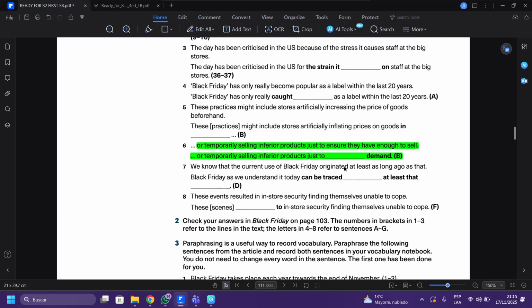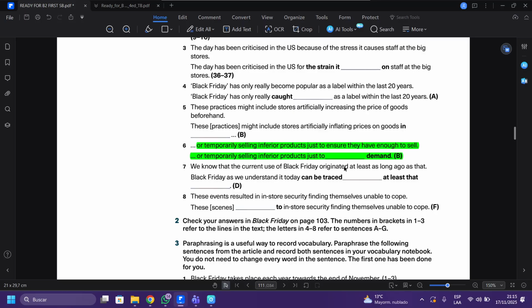Yes, to meet demand means to reach up to the expectations. Cumplir las demandas. Meet demand. There is a fixed expression. Cumplir las demandas. Yes. To meet demands. Number 7, the next one.